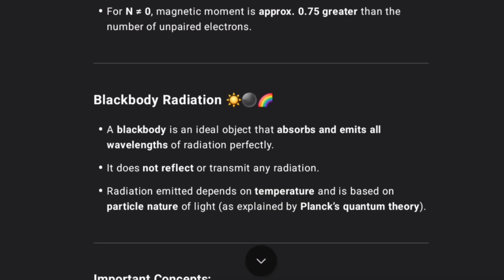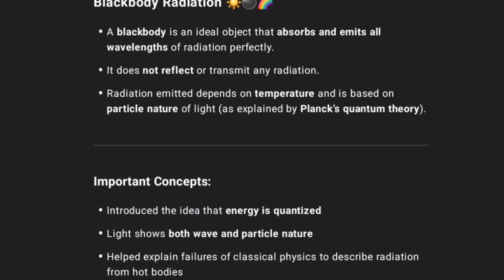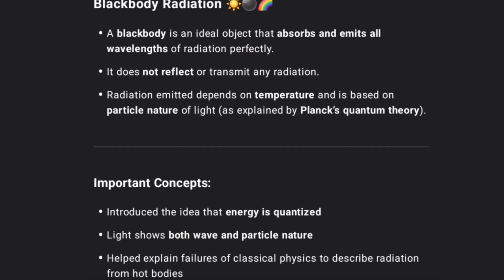Blackbody radiation. A blackbody is an ideal object that absorbs and emits all wavelengths of radiation perfectly. It does not reflect or transmit any radiation. The radiation emitted depends on temperature and is based on the particle nature of light, as explained by Planck's quantum theory.